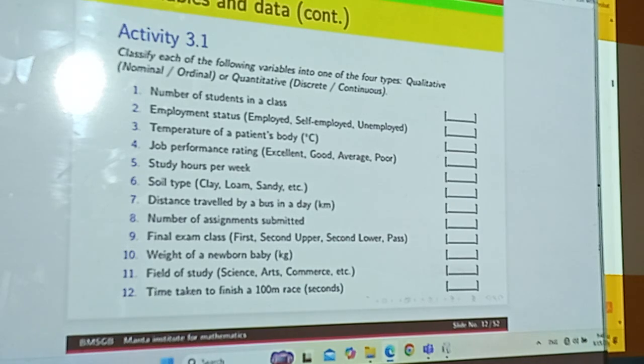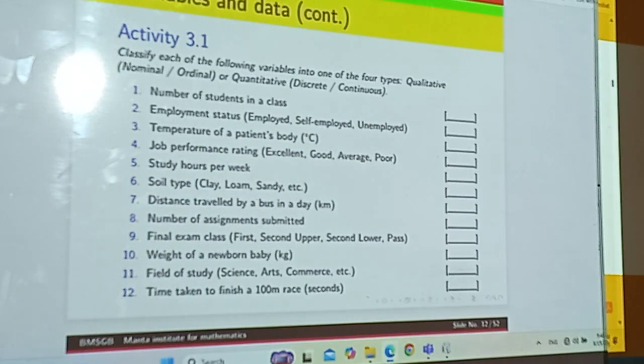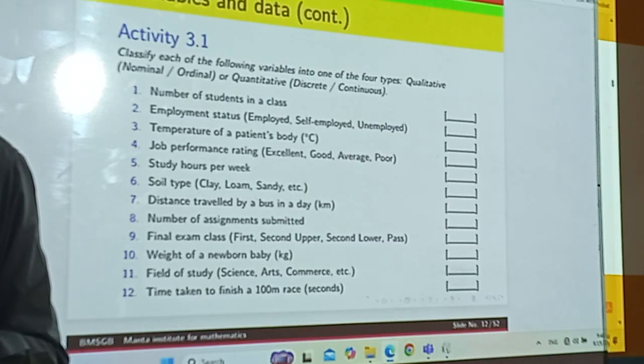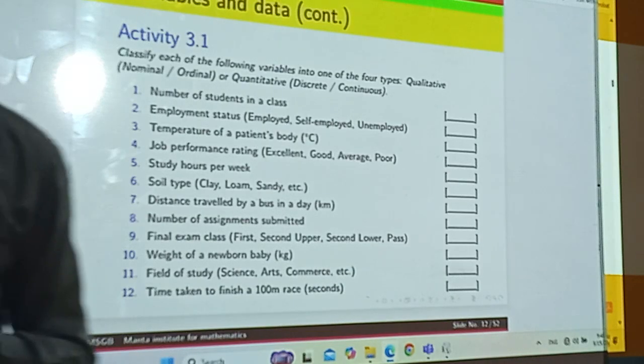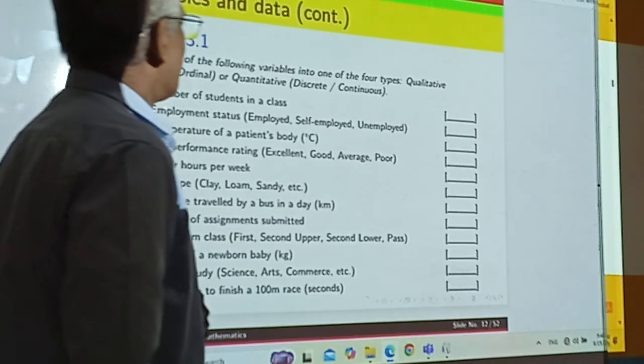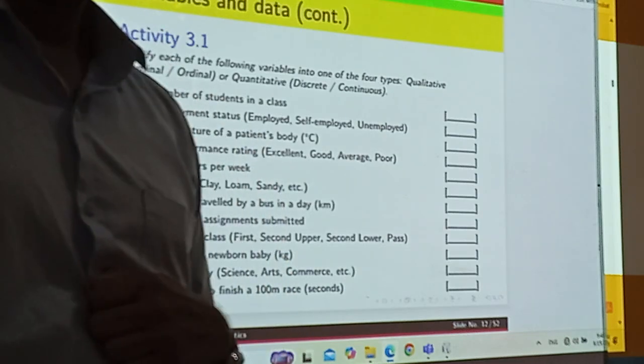Quantitative, discrete. Employment status, if you record it as employed, self-employed, unemployed. Qualitative, nominal. Why do you say it's nominal? Can't you say it's actually subjective to a certain extent? But unemployed means doesn't have anything, right? Yeah, he's not doing anything.